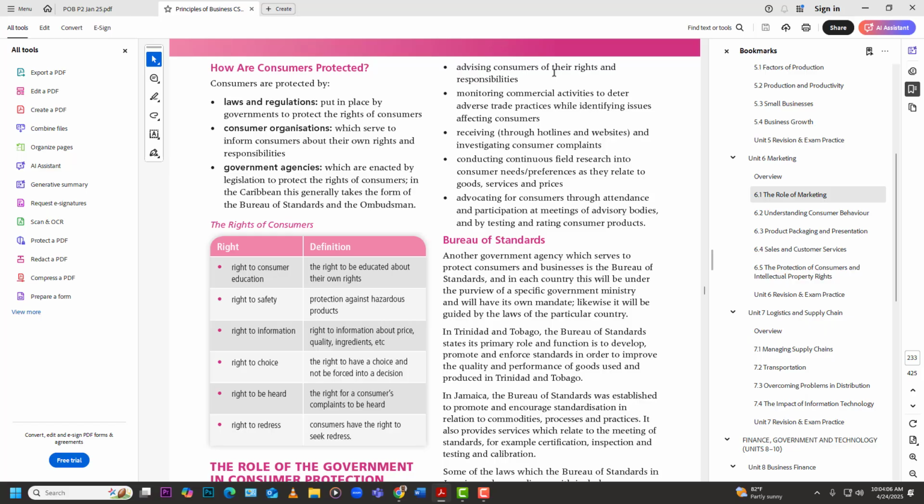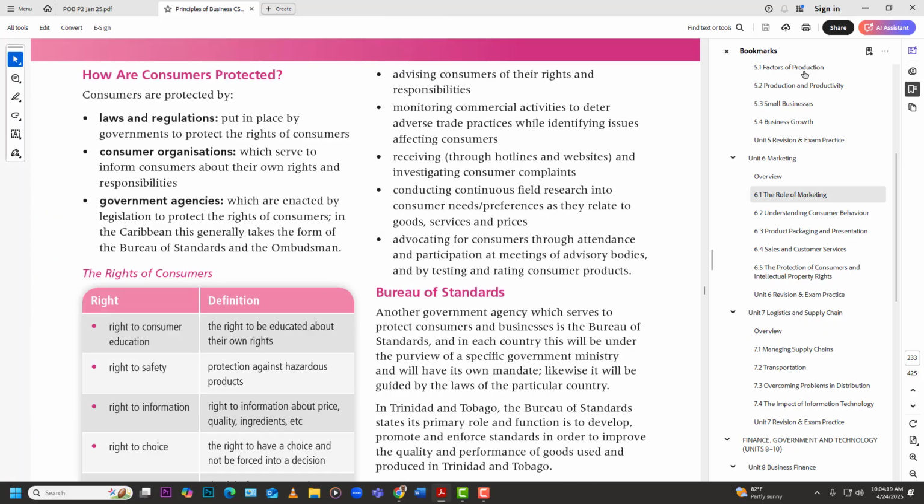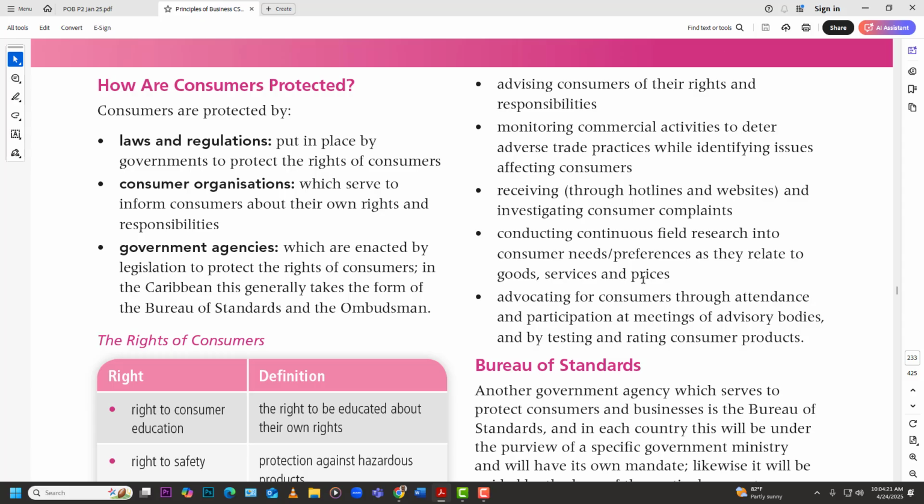And next one, third one, receiving through outlines and websites and investigating consumer complaints. So they are there to be a source that the consumers can complain to, right? Sometimes you have an issue and you can go to the organization to complain based on what is happening. So they are there to take your complaints and do the investigation.